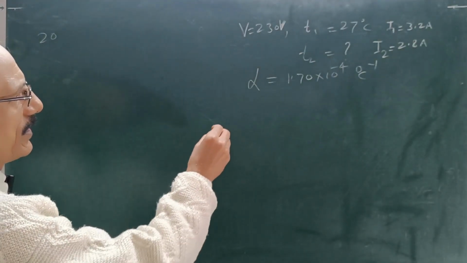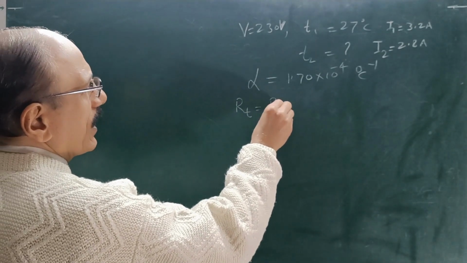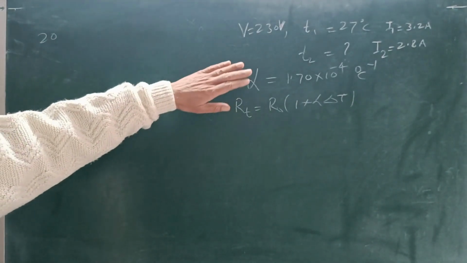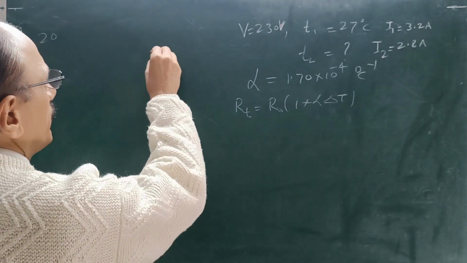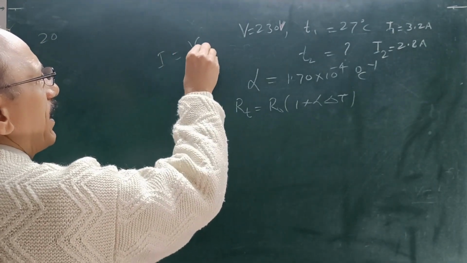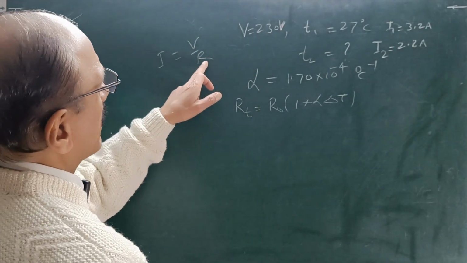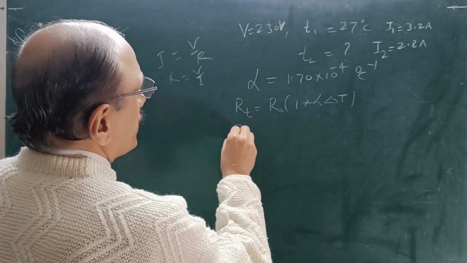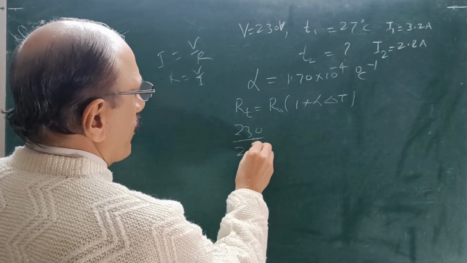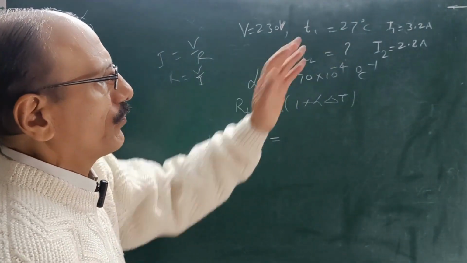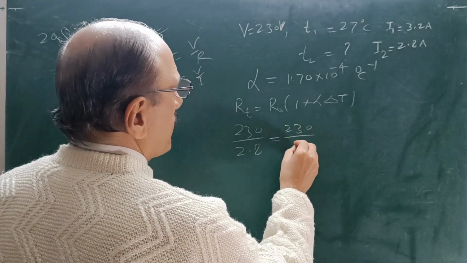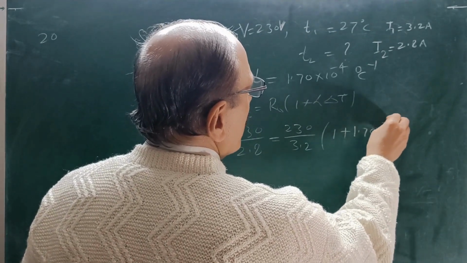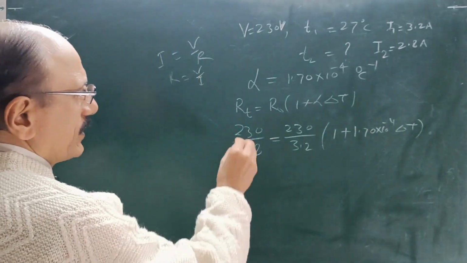We know RT equals R0 into 1 plus alpha delta T. According to I equals V by R, we can find R equals V by I. So RT will be 230 divided by 2.8, equals R0, which we can take at the room temperature. This is 230 divided by 3.2 into 1 plus alpha, 1.70 into 10 to the power minus 4, delta T. So this 230 will get cancelled out.